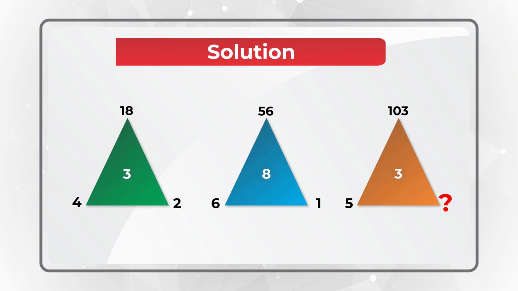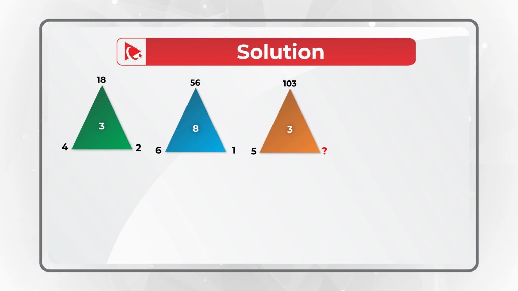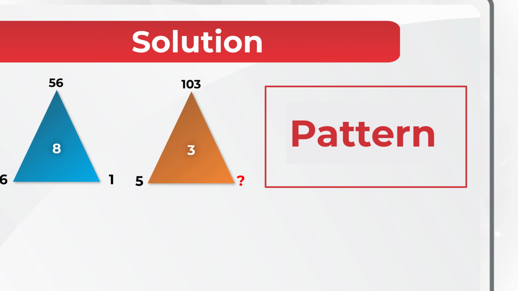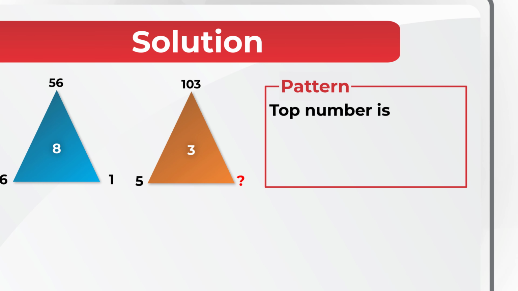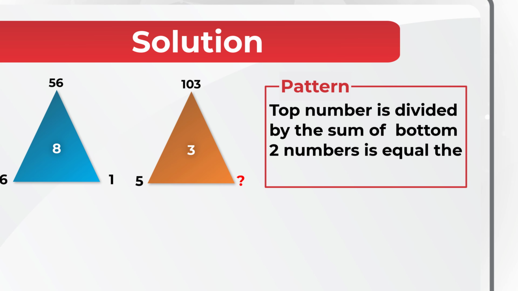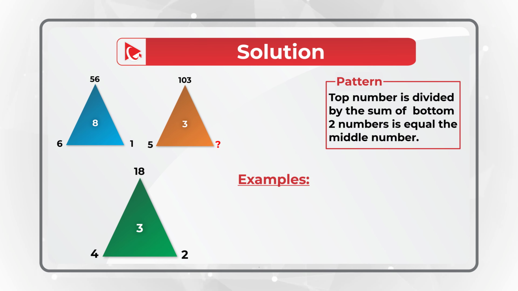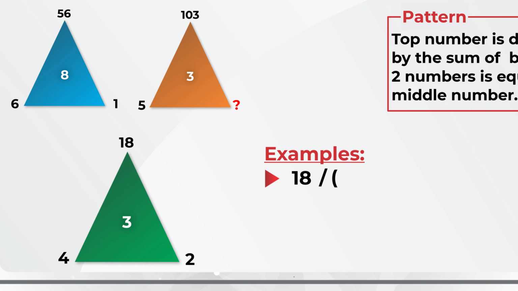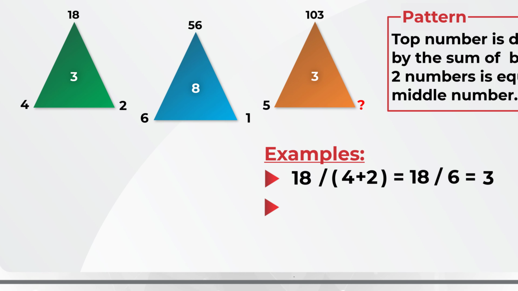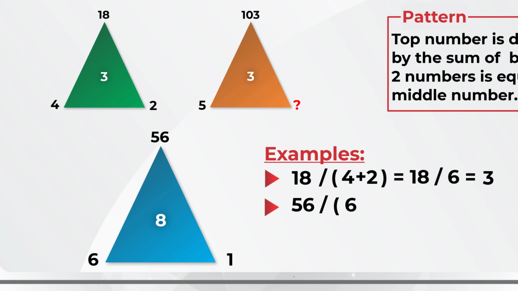One phrase that you hear on this channel the most is always look for patterns. And then the pattern here is that the top number divided by the sum of the bottom 2 numbers on the outside of the triangle is equal to the middle number inside of the triangle. So let's look at the first 2 examples. 18 divided by 4 plus 2 equals 18 divided by 6 equals 3. In the second triangle, 56 divided by 6 plus 1 equals 56 divided by 7 and equals 8.